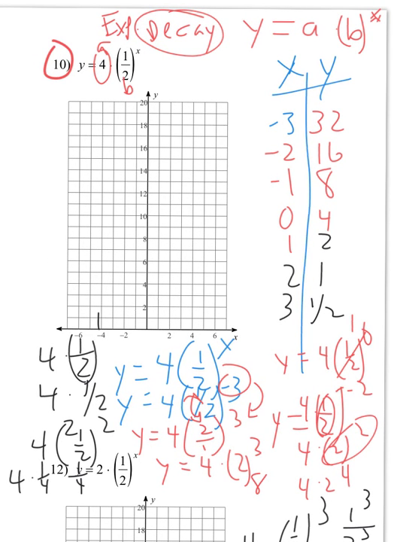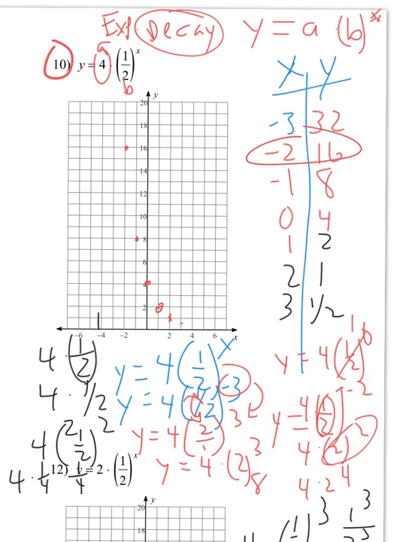So I have -3, 32. So that's going to be way up off the grid. I have -2 and 16. So -2, 16 is going to be right there. -1, we're at 8. At 0, we're at 4. At 1, we're at 2. At 2, we're at 1. At 3, we're at 1/2.